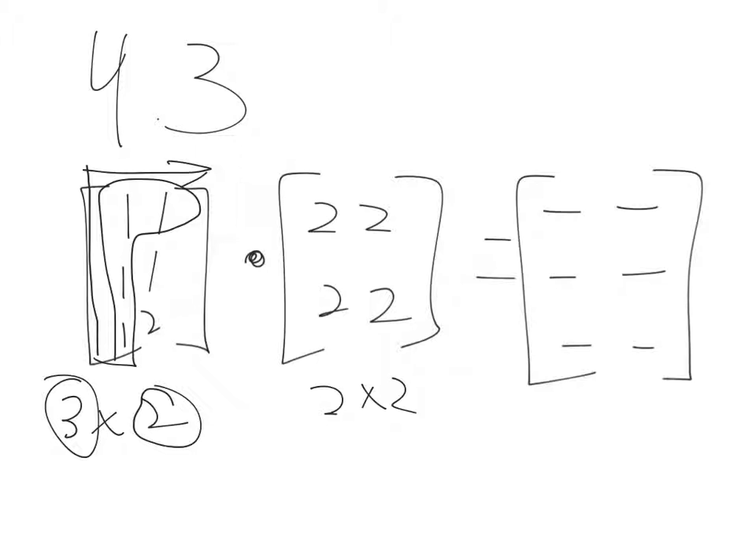So pretty much you're going to want to see if they can go into each other, first of all, which you take the inside ones. They're both 2, therefore it will work. Now you're going to want to take the outside ones, put them together to figure out what exactly the answer would be. In this case, the answer would be a 3 by 2.